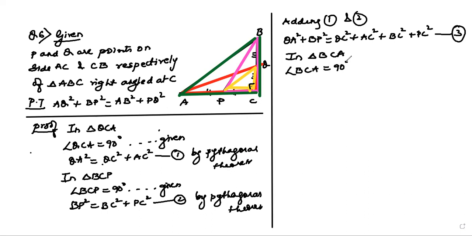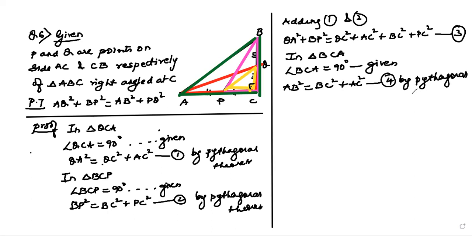So what will be your, you wanted AB square. Can I use Pythagoras theorem, children, here? So what is AB square going to be? AB square is going to be BC square plus AC square, by Pythagoras theorem. This is statement number 4. Then, children, look at the next segment.